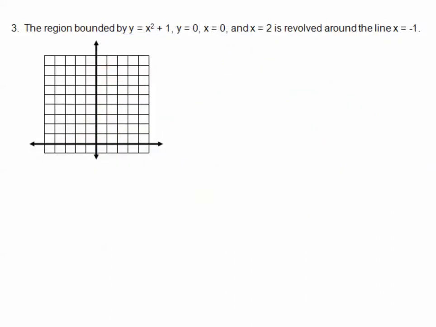Let's see what this one looks like. The region bounded by y equals x squared plus 1, y equals 0, x equals 0, and x equals 2. So this looks like what we started with. Got part of the parabola and these vertical lines. Same thing we started with, but now we revolve about a different axis. The vertical line x equals -1. So we move it over here, going around that.